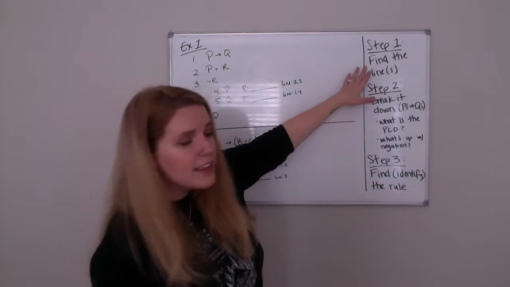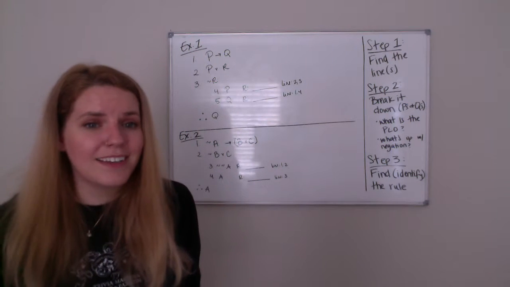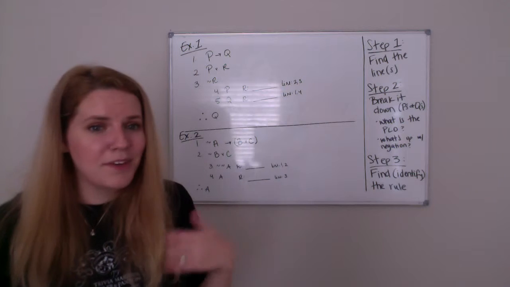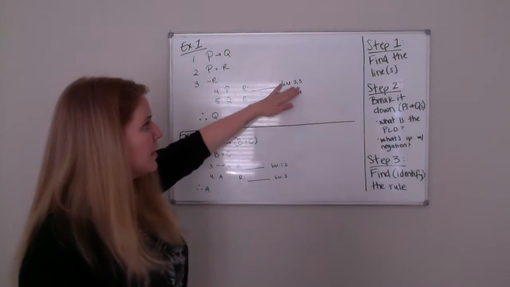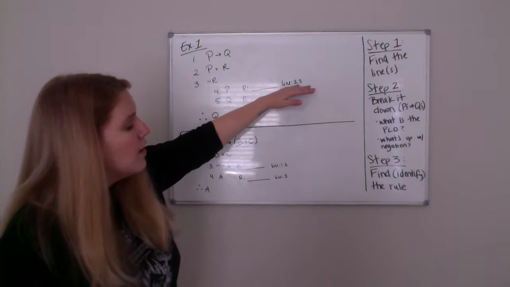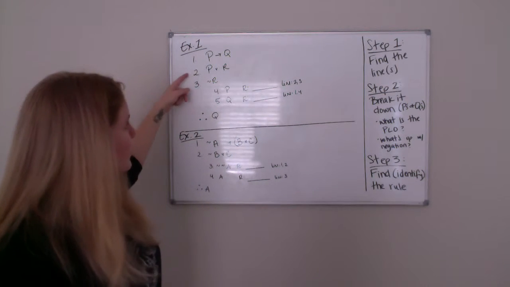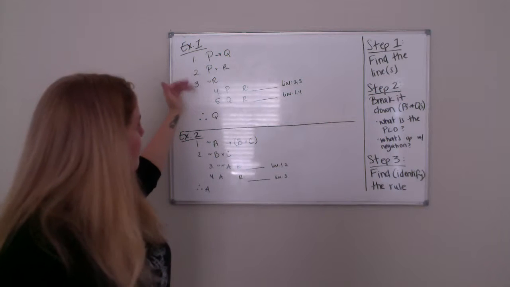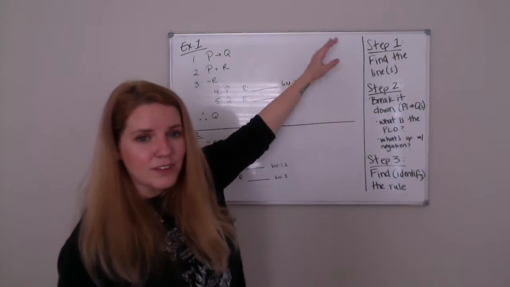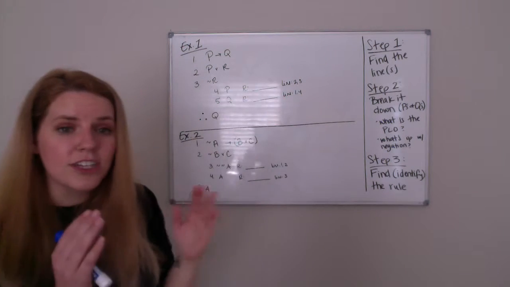Okay, so find the lines. Again, that's going to be really easy for you on the exam because I give them to you. So that's great. This step, you can fly right through it. Here, I tell you that you need lines 2 and 3. So what we would do is say, okay, I'm going to look for what's in line 2, that's P or R. And I'm going to look at what's in line 3, that's not R. And I'm going to isolate those. I'm going to take those out and look at just those lines.